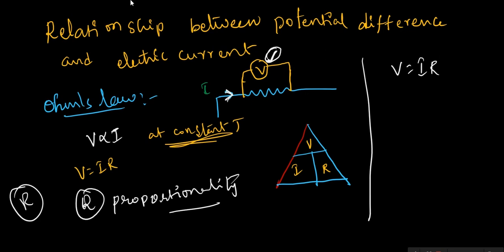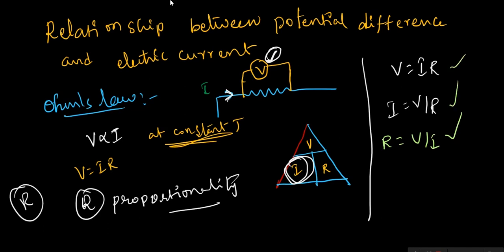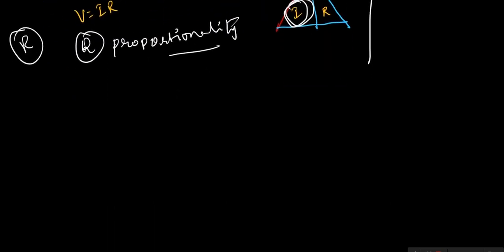So I equal to V by R, and R equal to V by I we can take. So these are the formulas, and that is nothing but Ohm's law. Next one, we will see the resistance. So what is the resistance? Generally, resistance is nothing but the phenomenon of resistance.